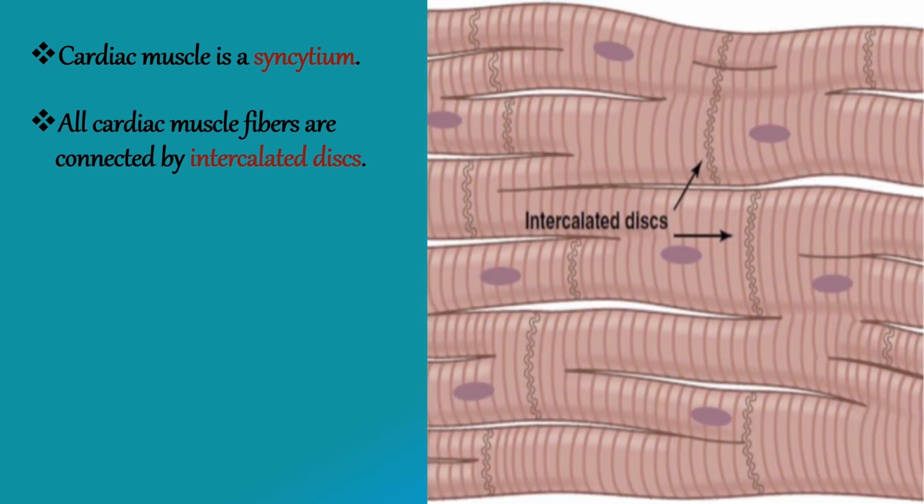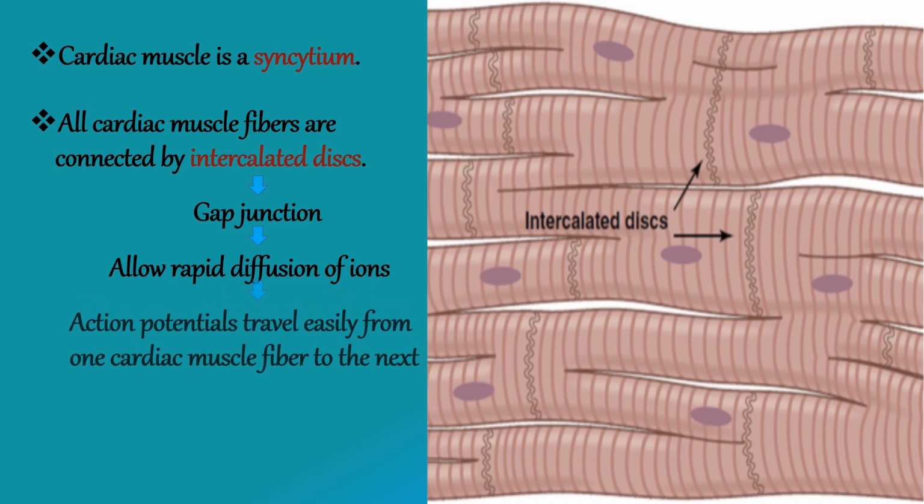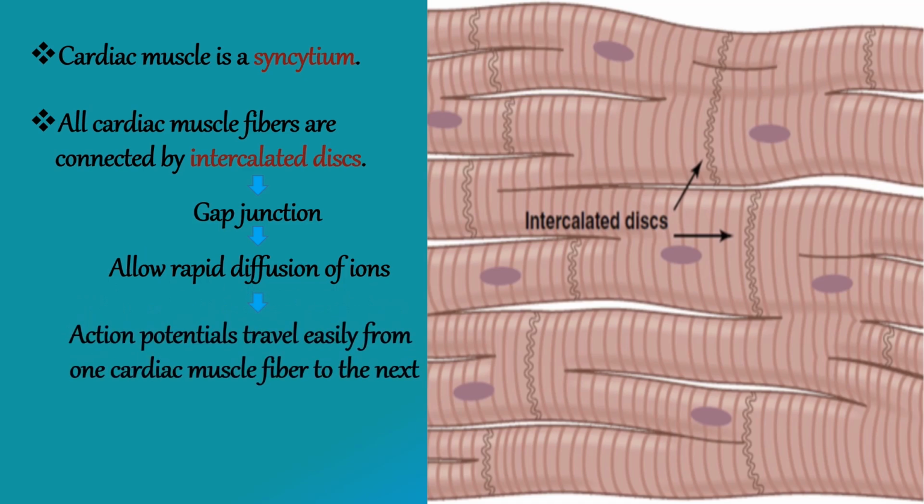These are intercalated discs, which connect cardiac muscle fibers. At each intercalated disc, the cell membranes fuse with one another to form permeable communicating junctions, or gap junctions, that allow rapid diffusion of ions, so that action potentials travel easily from one cardiac muscle cell to the next. If one cell becomes excited, the action potential rapidly spreads to all of them.